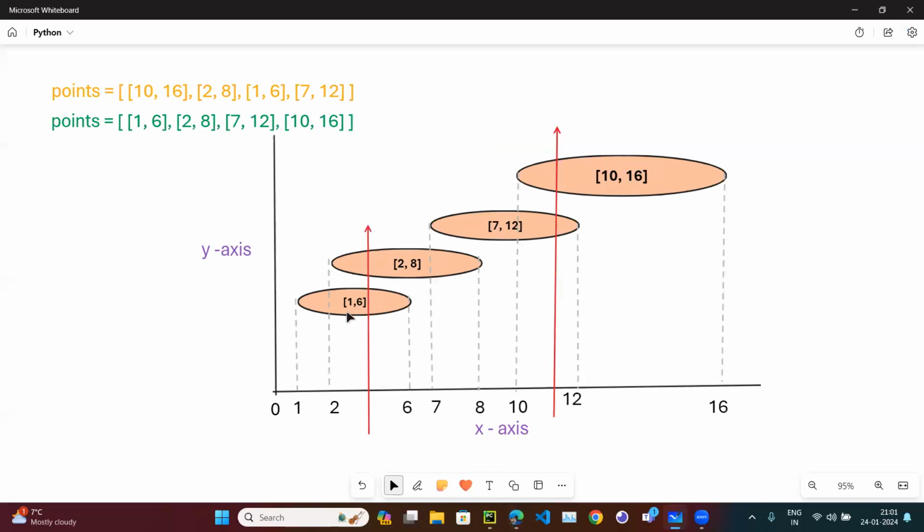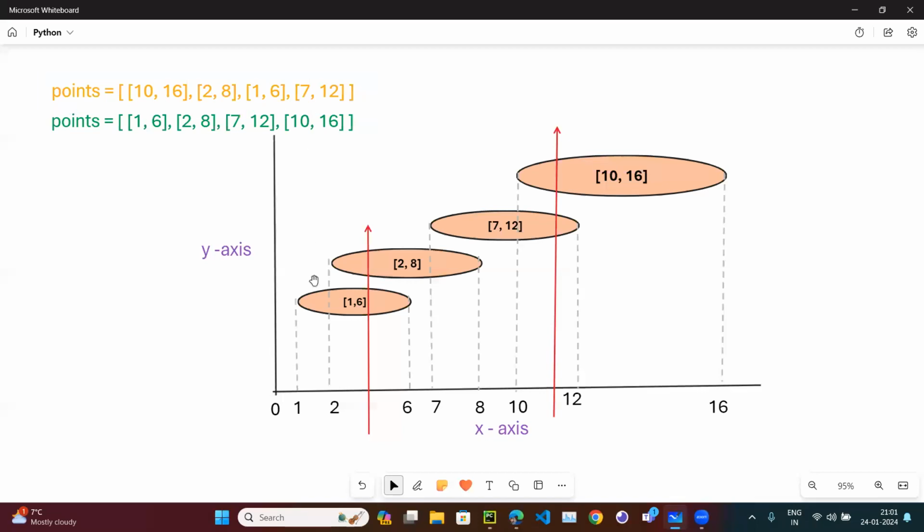Now, what are we going to do? To find how many arrows are needed, first we have to sort, because the points are given in this order: 10 16, 2 8, 1 6, 7 12. Then I would have to run multiple loops to check whether the starting point of the second balloon is less than the end point of the previous one.